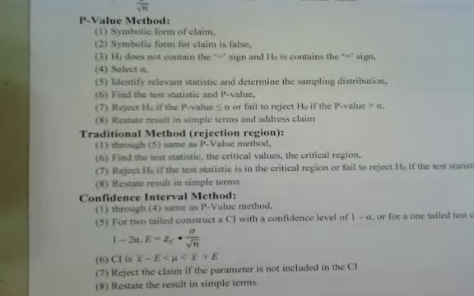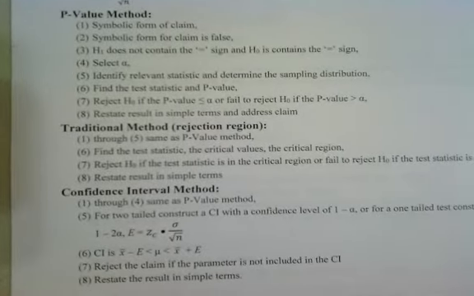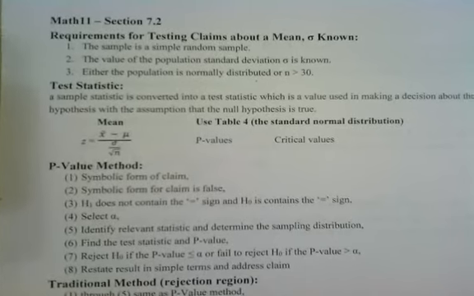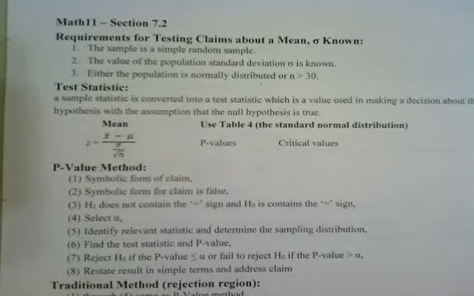Okay, now there are 3 methods of doing hypothesis testing. And they're very, very similar, but they have some slight differences, and that's what we're going to focus on. So first, we're going to focus on just the p-value method. And basically, there are 8 steps to doing a p-value method type hypothesis test. These are not necessarily 8 different calculations. Most of it is just setting up what you know in the problem.